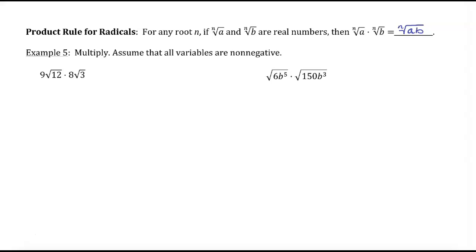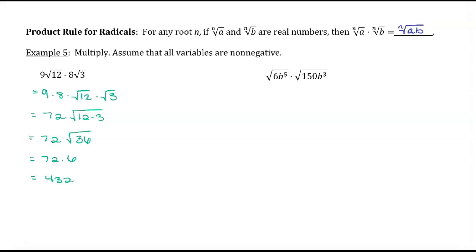We start with 9 root 12 times 8 root 3. Let's write this a little differently. This is the same as 9 times 8 times root 12 times root 3. 9 times 8 is 72. And since both of these are square roots multiplied together, we can combine them and write the square root of 12 times 3. And since 12 times 3 is 36, this becomes 72 root 36. The square root of 36 is 6. So we have 72 times 6, or 432.